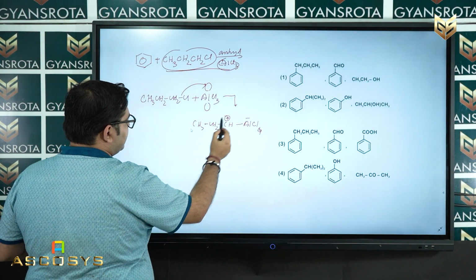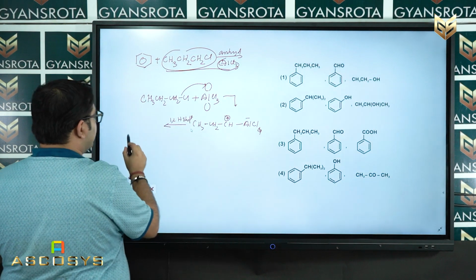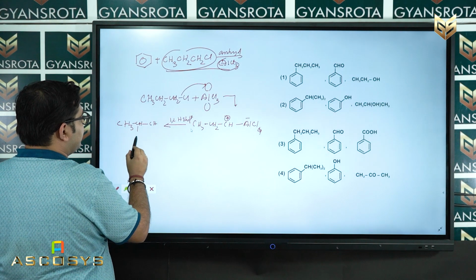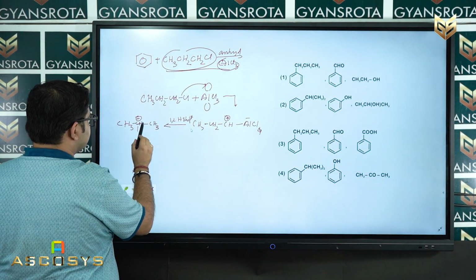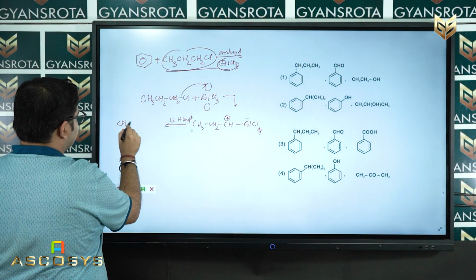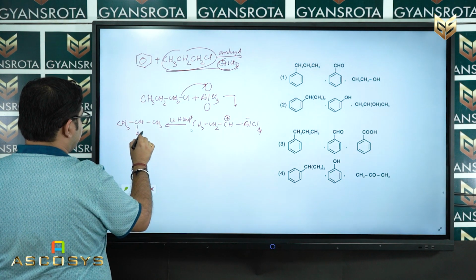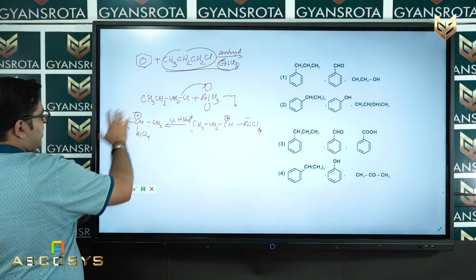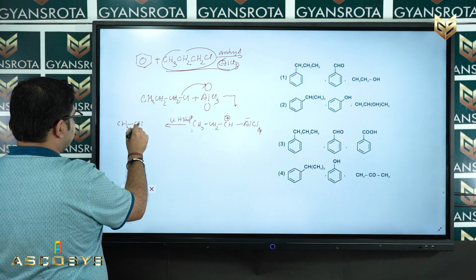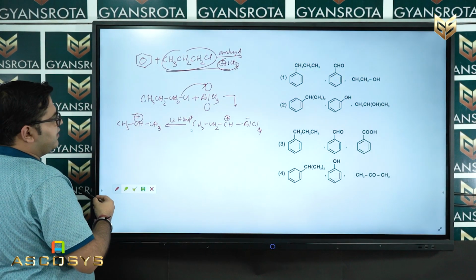Now, after that what will happen? This positive charge is not stable, so now a 1,2 hydride shift will take place. So, what will we get? CH3 CH CH3 with the positive charge here, and AlCl4 minus. No need to remember this whole complex, just remember this one, it is more than enough. So, this one goes to the further reaction.